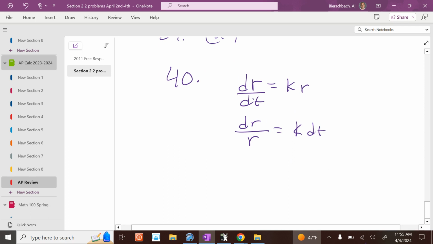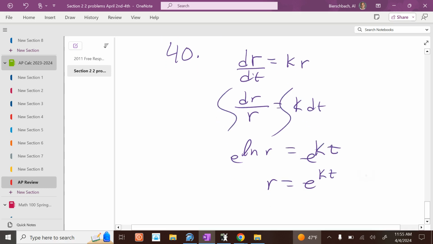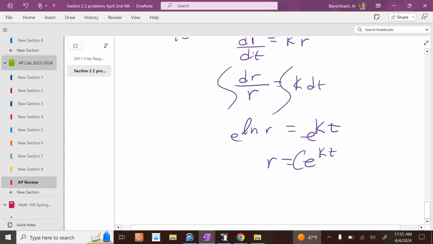There we go. So if you integrate both sides, the integral of 1 over r dr is the ln of r, equals kt. So if we e both sides, r equals e to the kt plus c, which is ce to the kt. All right. So the radius is 4 initially. So at time equals 0, the radius is 4. So r equals 4e to the kt.